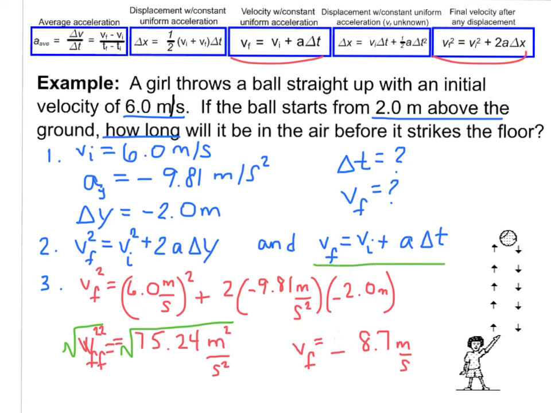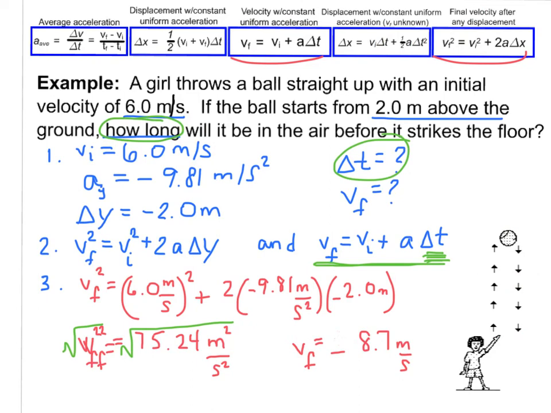If I take a look at the second equation, because I'm not done, all I did was find the final velocity. What I really need to find out is how long the ball is going to be in the air. This is really what I'm wanting to know, right? I need to use this equation to find the time that it's in the air. And I now know all these other things. I know my final velocity, I just found it. I know my initial velocity, it's right here, 6.0 meters per second. I know my acceleration due to gravity is always negative 9.81 meters per second squared.